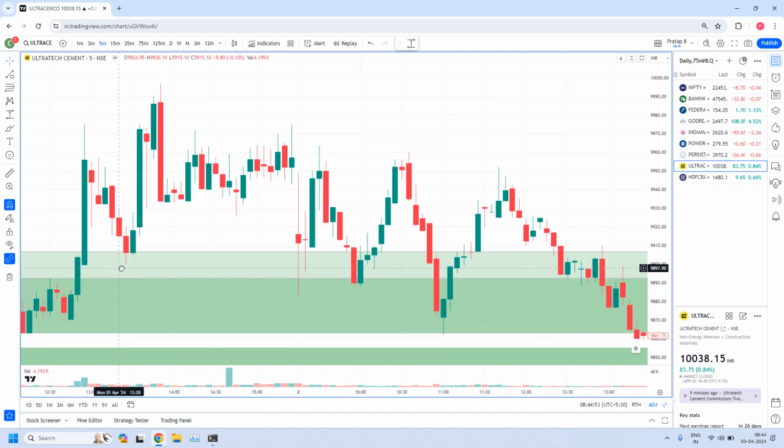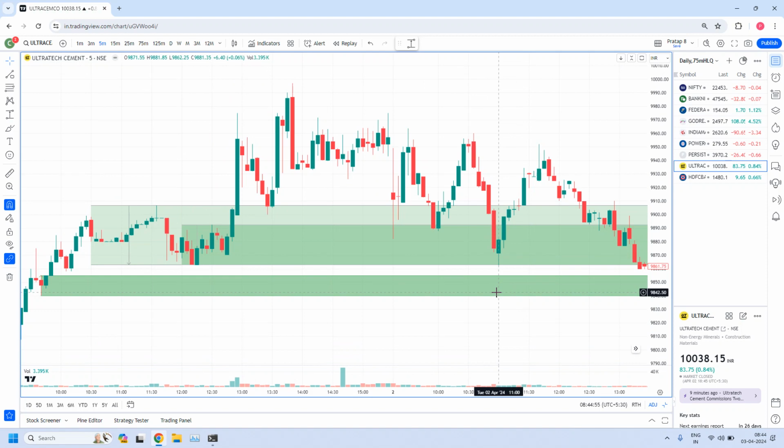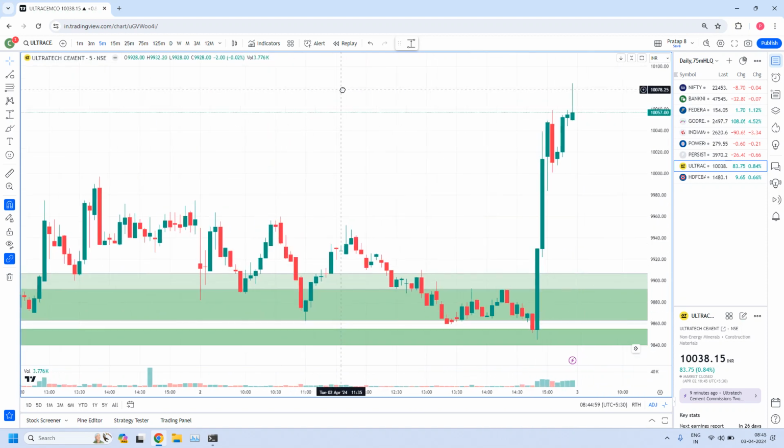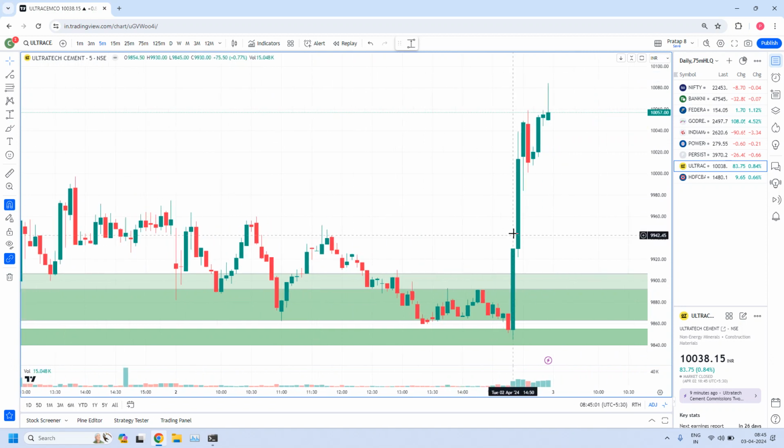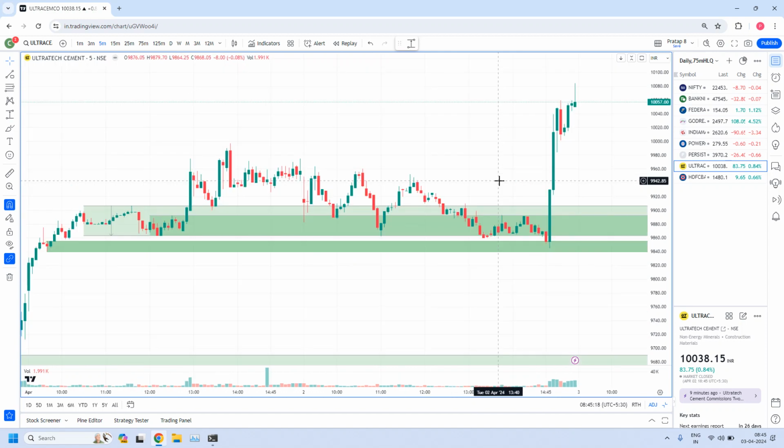But prices didn't enter into this area just before it moved up. After that, see, prices entered into the 5 minutes trap, and how they moved. This happened during the last 45 minutes of the trading session. See, at 2:45 prices entered, and see the move, a very big move. This is a bear trap.